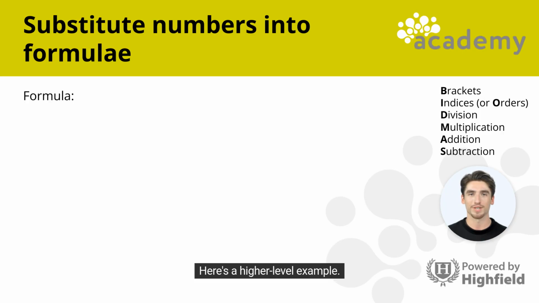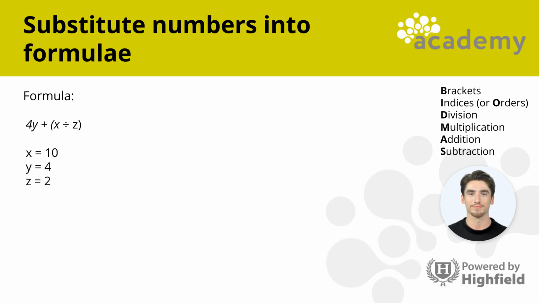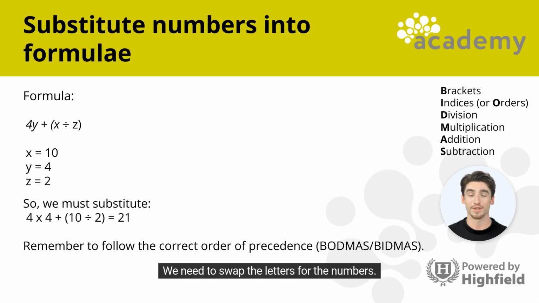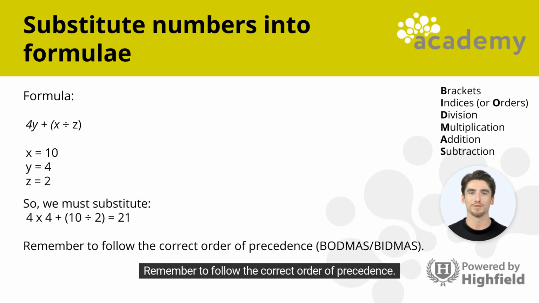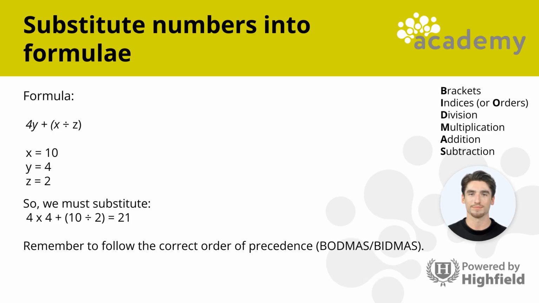Here's a higher level example. y plus x divided by z. x equals 10. y equals 4. z equals 2. We need to swap the letters for the numbers. This then gives us 4 multiplied by 4 plus 10 divided by 2, which equals 21. Remember to follow the correct order of precedence.